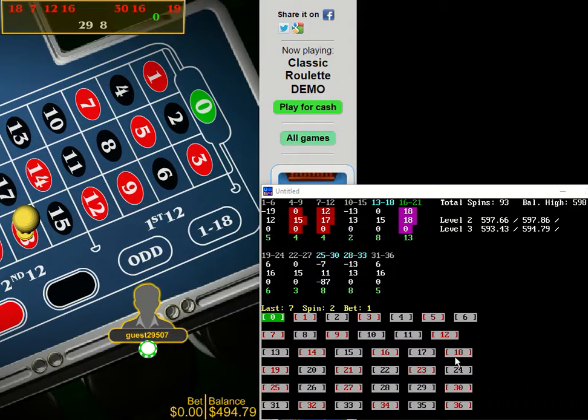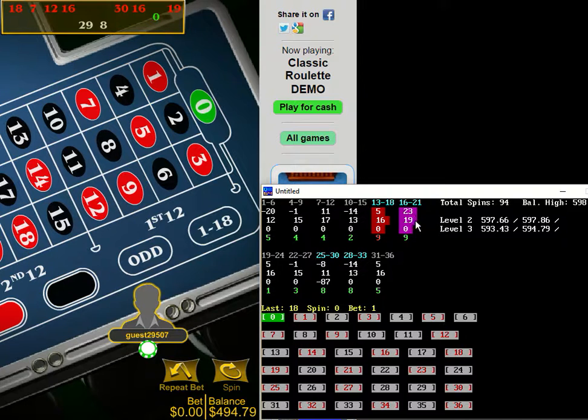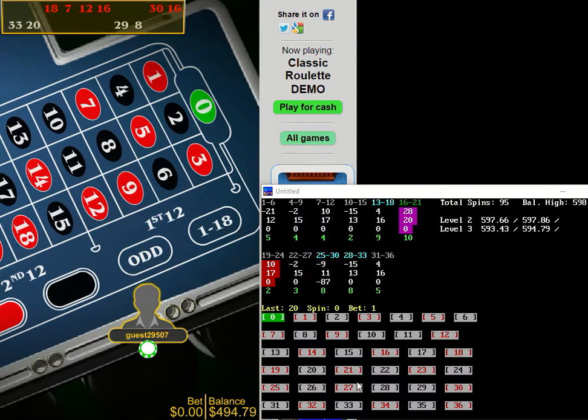Let's see if it maintains over a long term. Things are way too close right now. Okay, so it looks like it's choosing 16 to 21, and let's see. Oh boy, it looks like 19 to 24 really dropped off. It only has one active number now. Okay, now it has two.